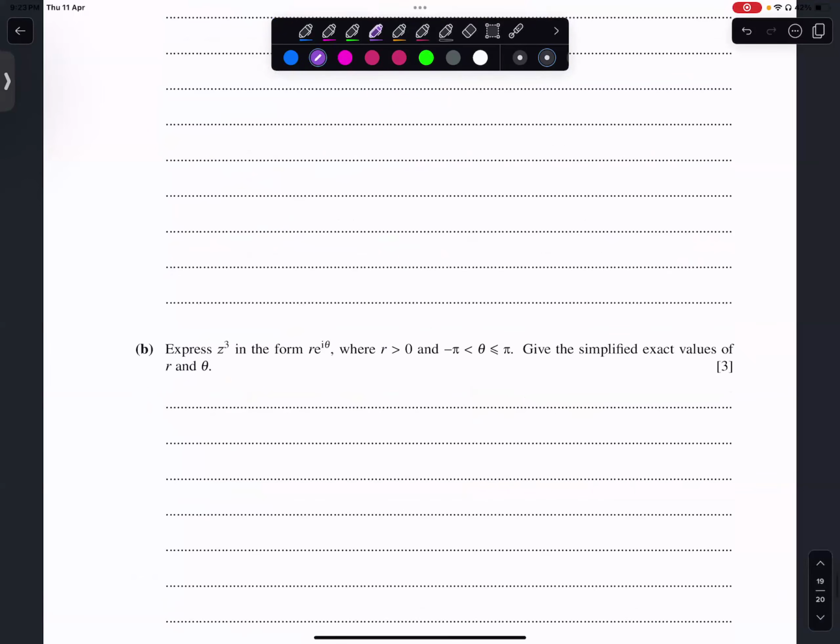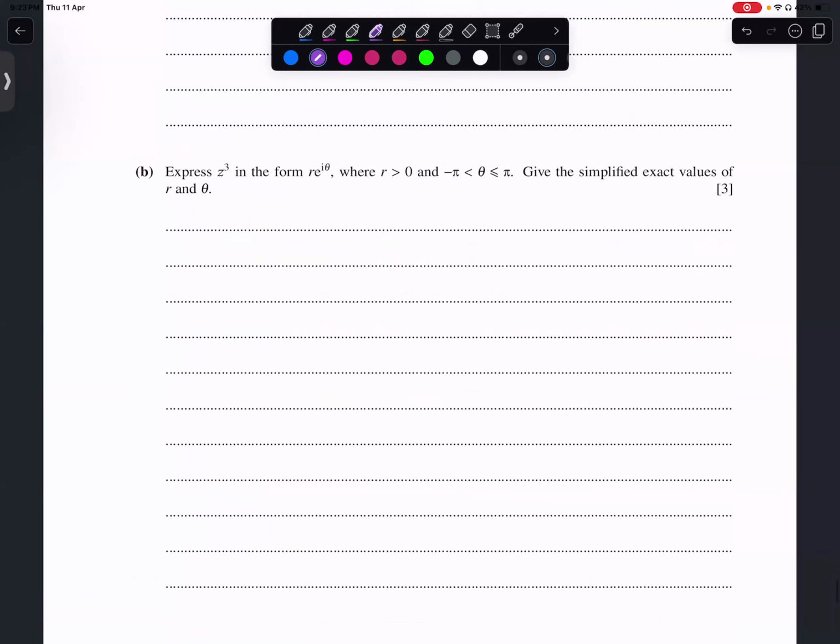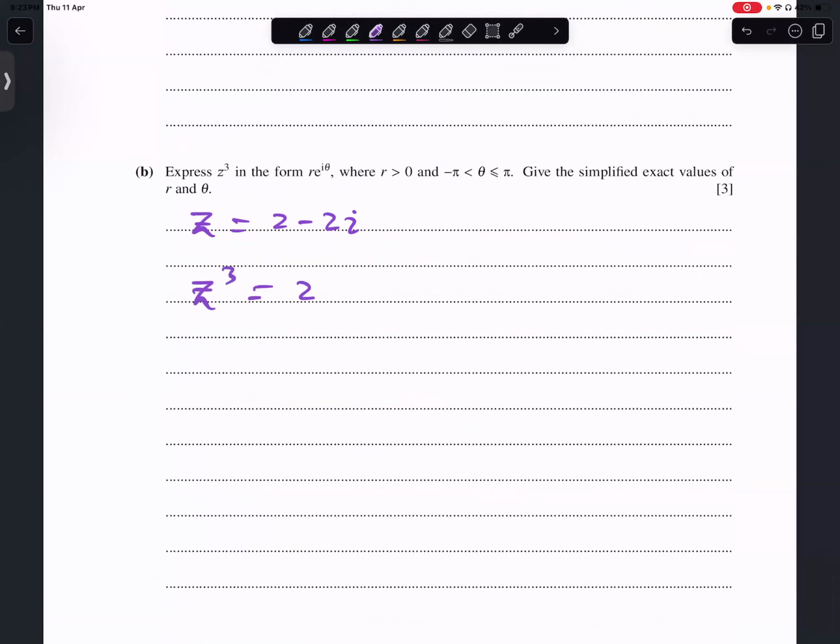The next is express z cube in the form of r e to the i theta. Give the exact values of r and theta. So what was your z? z was 2 minus 2i. And take cube. So (2 minus 2i) cube. You don't need to solve or open this cube.